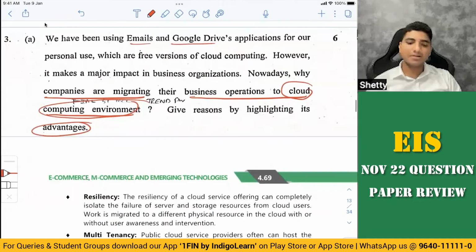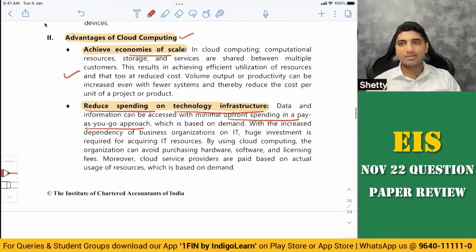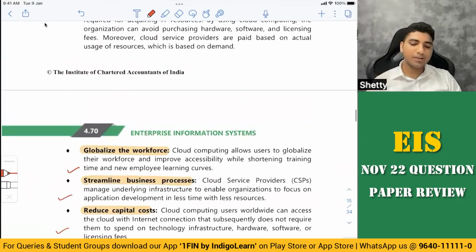Question was for 6 marks. So if you write 8 side points, proper side points with proper explanation, you will get 6 marks. If you have written only 6, then maybe 4 to 4.5 marks is what you would get.